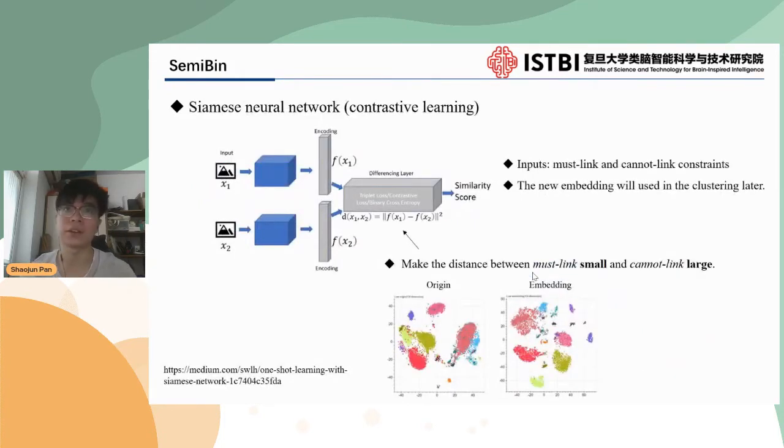After generating the constraints, we used a semi-supervised neural network to learn information from them. As shown here, the semi-supervised neural network is two neural networks with shared weights. The inputs to the model are the must-link and cannot-link constraints generated before. The purpose of the model is to use the neural network to learn a better embedding that makes the distance between must-link pairs small and the cannot-link pairs large. So after the training, we will have a better embedding of the underlying structure of the environment, and these embeddings will be used in the clustering later.